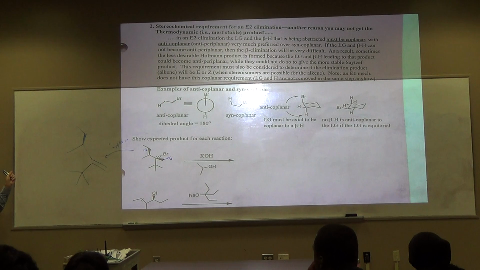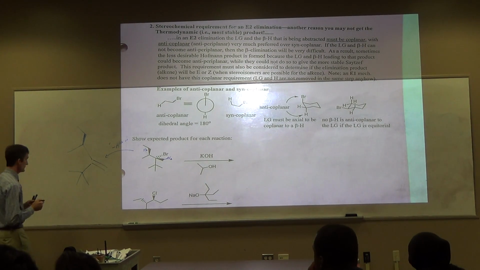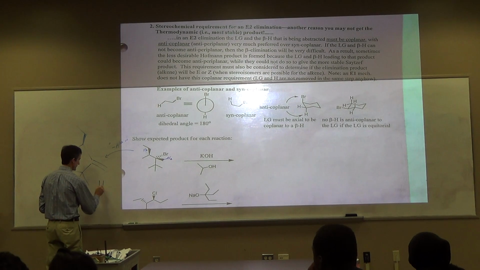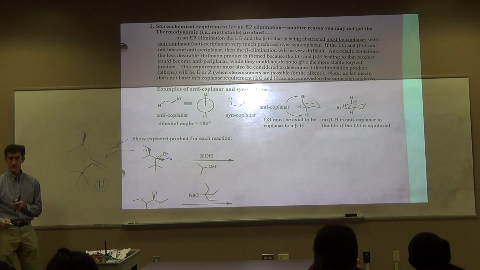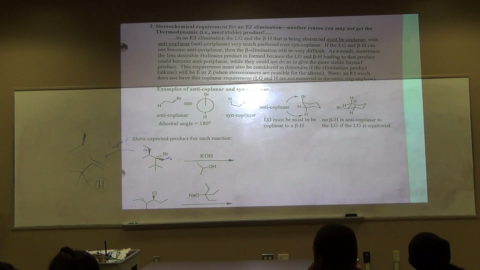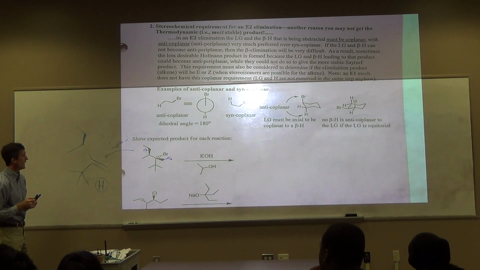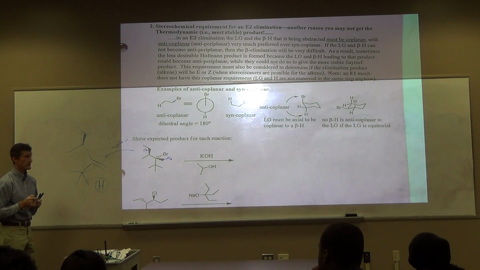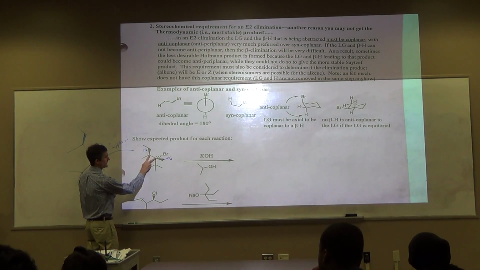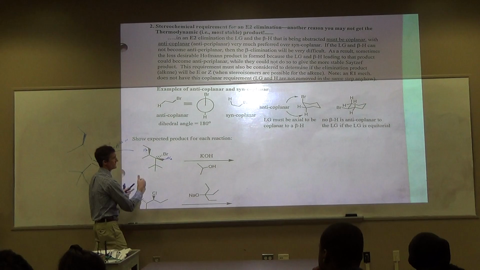Is that the Zaitsev or Hofmann product? Yeah, that's Hofmann. That's not the most substituted. What if we remove the HB? What would the product look like? Well, put the double bond between these 2 carbons, yeah?